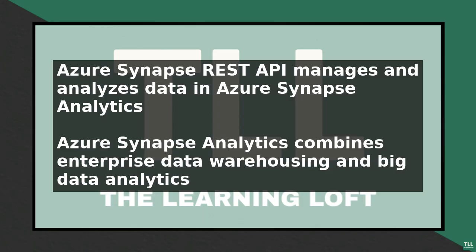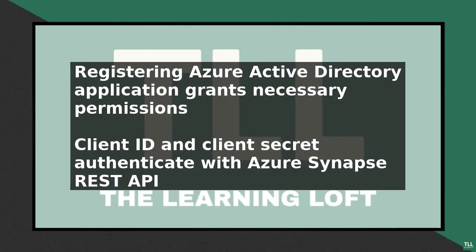Azure Synapse REST API is a set of APIs that allow you to manage and analyze your data in Azure Synapse Analytics, a cloud-based analytics service that combines enterprise data warehousing and big data analytics. The REST API provides a programmatic way to interact with Azure Synapse, allowing you to automate tasks, integrate with other applications, and build custom solutions.